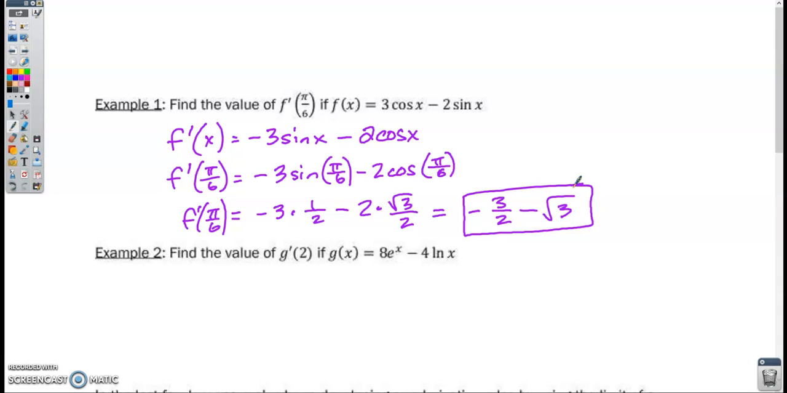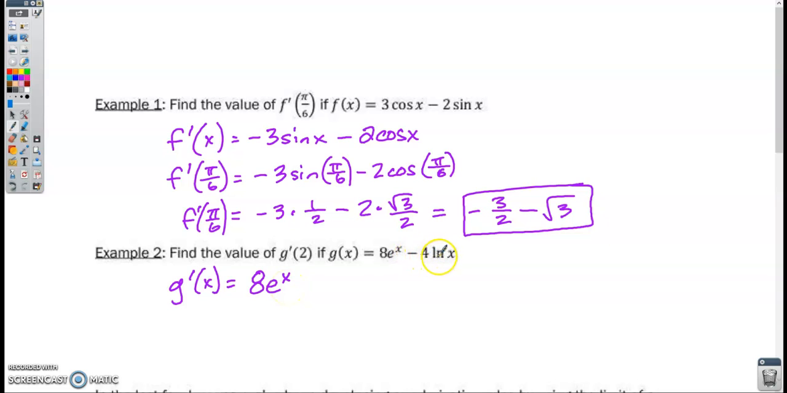Okay, and let's do example 2 yet, and then we'll call it quits, and we'll finish this lesson up in a third video. So let's look at example 2. Find the value of g prime of 2 if g of x is equal to 8e to the x minus 4 natural log of x. So first I'm going to find g prime of x. The derivative of 8e to the x is 8 times the derivative of e to the x, and the derivative of e to the x is just e to the x. So the derivative of 8e to the x is 8e to the x.